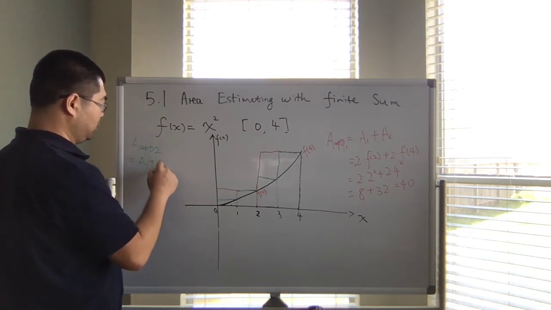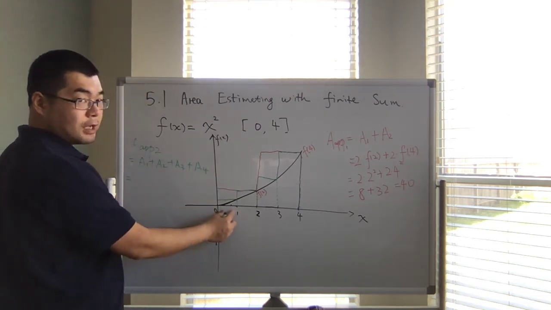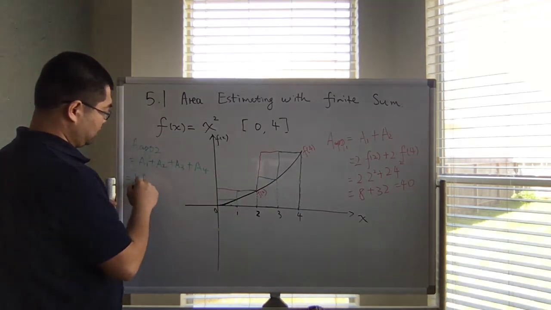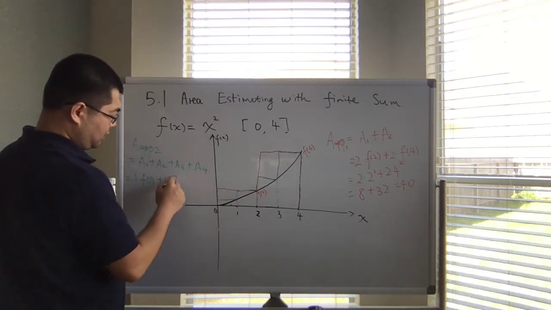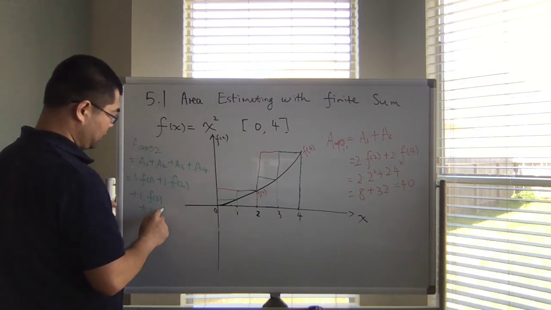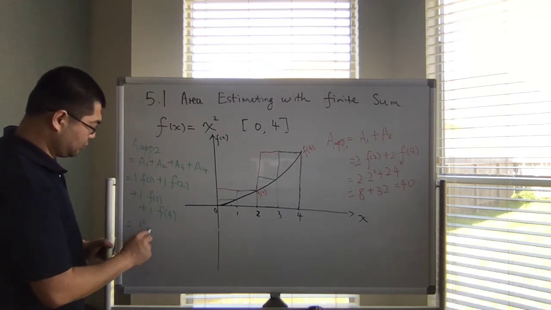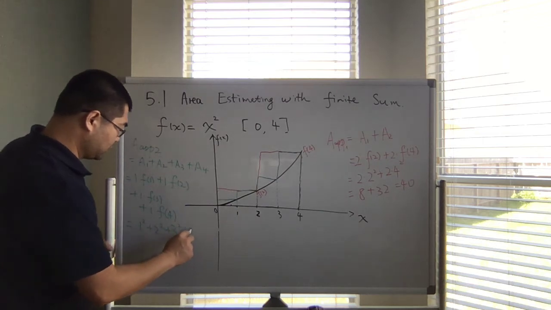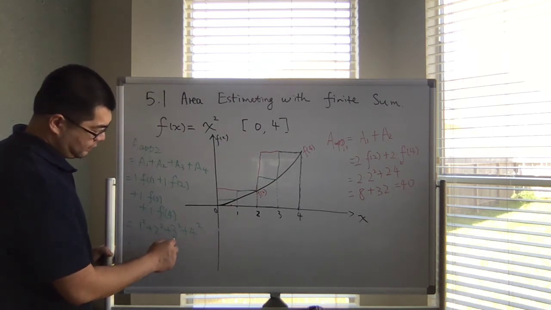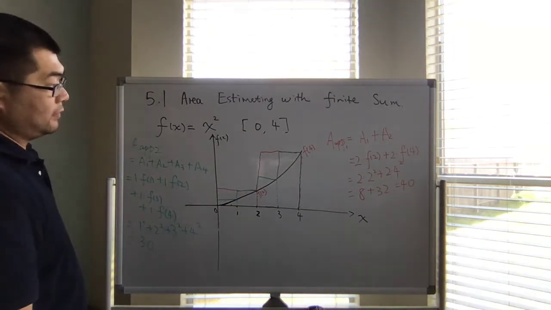that is area 1 plus area 2 plus area 3 plus area 4, where the length of the base this time is 1 instead of 2 because I partition into 4 parts. So it's 1 times F1 plus 1 times F2 plus 1 times F3 plus 1 times F4. You can easily do the calculation, which is 1 squared plus 2 squared plus 3 squared plus 4 squared. That gives us 5 plus 9, 14 plus 16, which is 30.